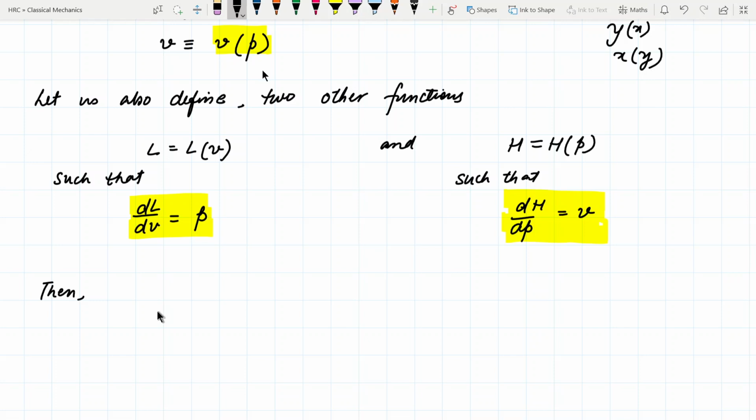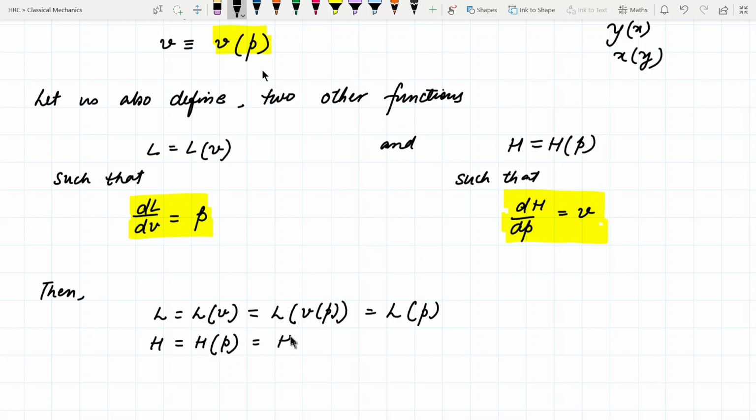In that case, if I write L, I have already said that L is a function of V. I can also say that since V is a function of P, in a way L is also a function of P. Yes, I can write L in terms of P also because V is a function of P. Similarly, h, I have defined that h is a function of P, then since P is a function of V, I can also say that h is a function of V in a sense. Are you understanding?